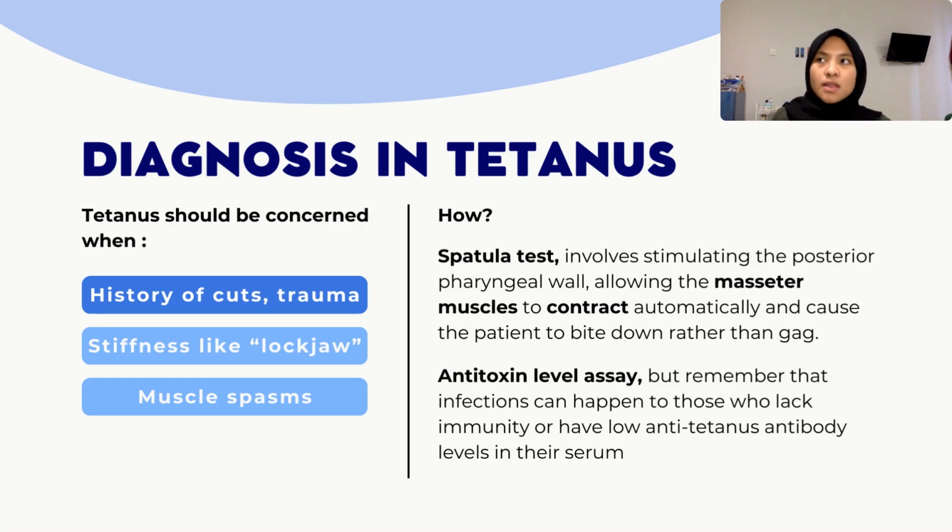It is also said that tetanus has no particular test to confirm the disease, but there are still tests that might help healthcare providers diagnose tetanus, which is the spatula test. The spatula test involves stimulating the posterior pharyngeal wall, which causes the masseter muscle to contract, making the patient bite down rather than gag. Another test that could be done to diagnose tetanus is the antitoxin level assay. Thank you, and the next will be presented by my friend.